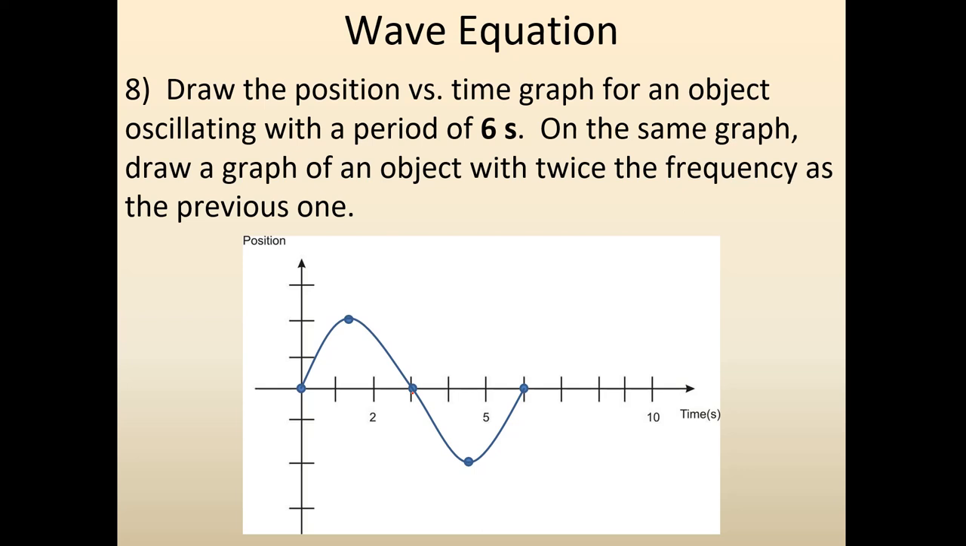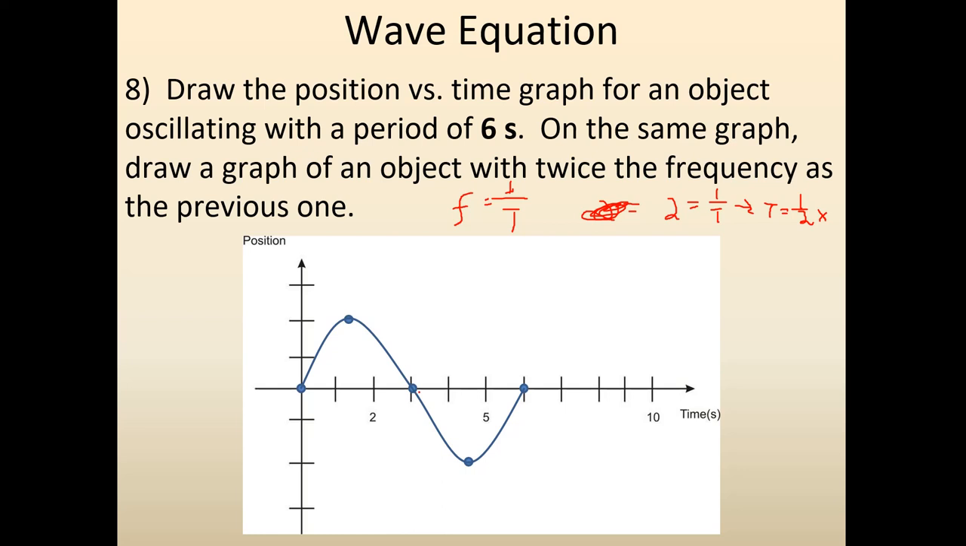Now they want us to draw an object with twice the frequency. If we forgot what that would mean, I could do the one-over method, but I'll just do it this way. Twice the frequency means that the period is half of the original value. So my original period was 6 seconds, so my new period is going to be 3 seconds.